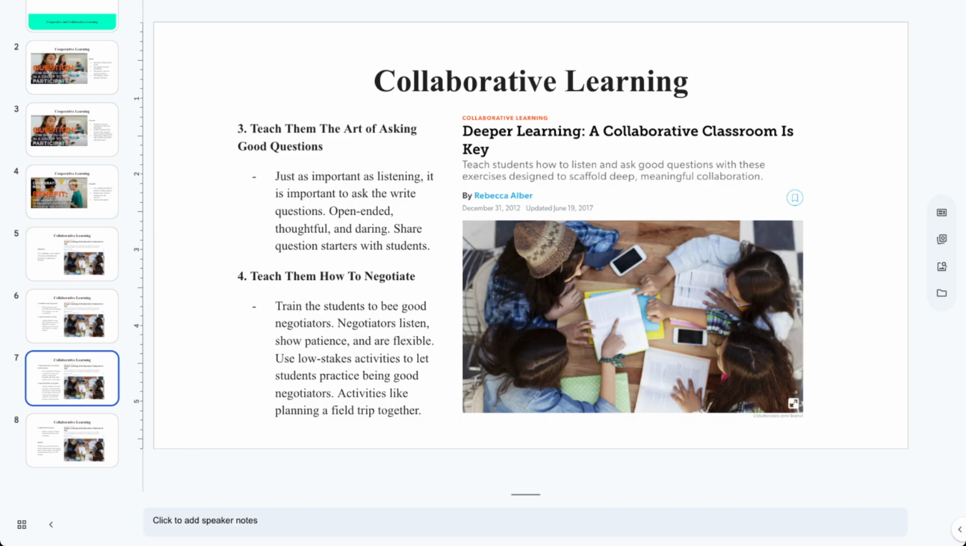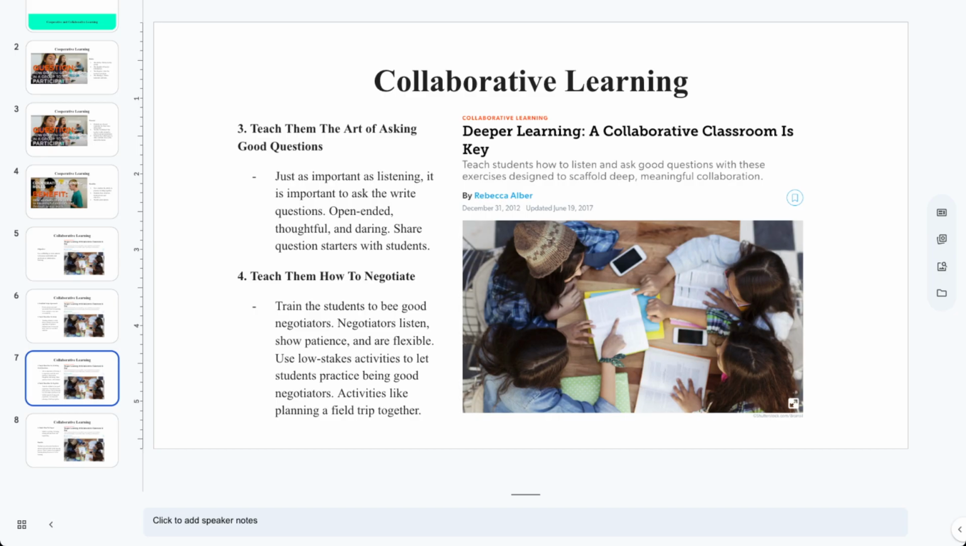The fourth point here is teach them how to negotiate. So after listening, after asking good questions, now we want to negotiate. How are the students working together in this debate, this discussion? How are they actively learning with one another and interacting? And so with negotiation, you want the students to show flexibility, patience, and listening.